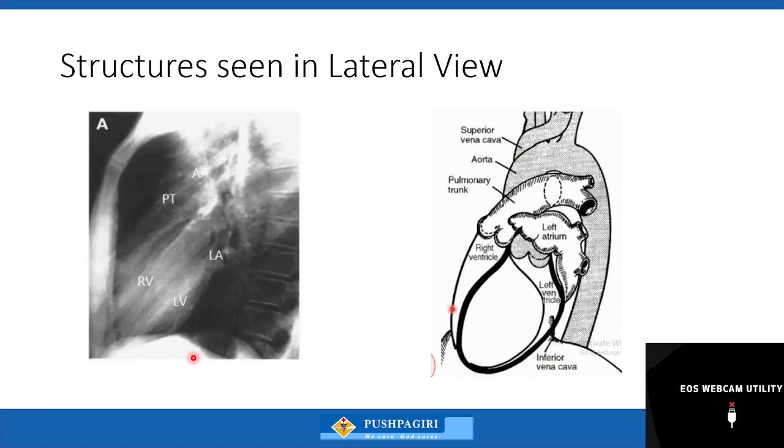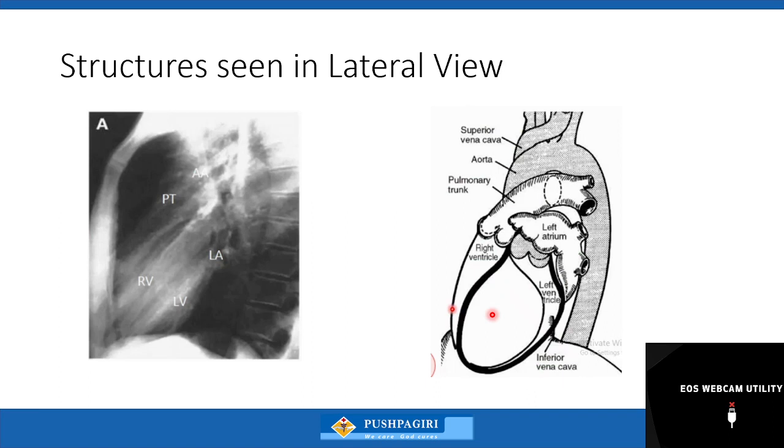Actually, we'll discuss all the grades of enlargement. There are three grades of LV enlargement with regard to the spine. And the LV will enlarge downwards. It is when it enlarges downwards that we get the LV apex dipping down below the diaphragm in the frontal PA. So these are the structures. The anterior most is the RV. The major part is the LV.